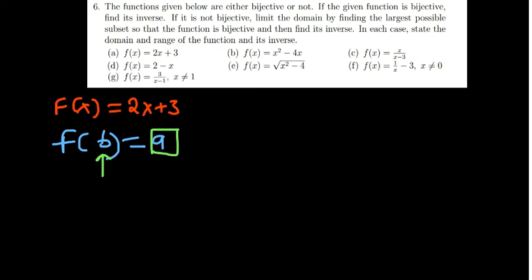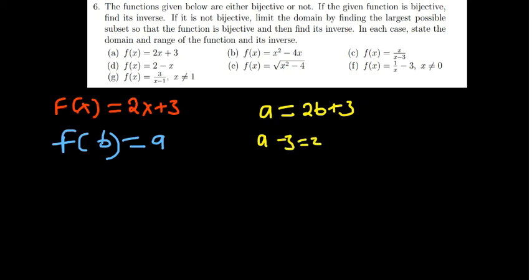Okay, so how do we show that? We show that by looking at our equation there. For any value a to be an output, you need to have a certain value of b, which should be part of the domain. So to make b my subject, I'll have a minus 3 is equal to 2b, and then a minus 3 over 2 is equal to b.